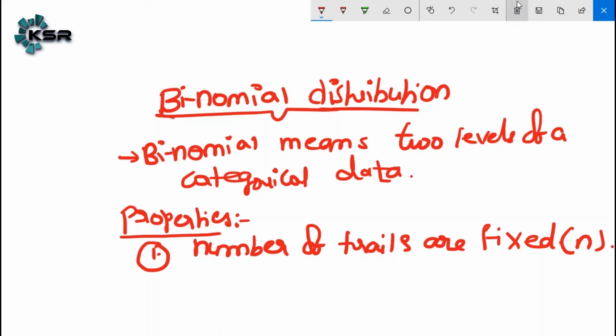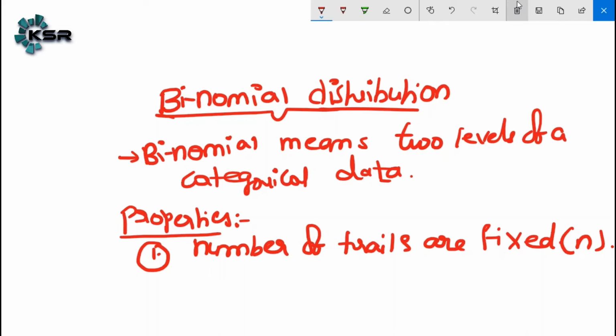That means how many events should I do? That should be fixed initially, before we run the events. That is the meaning of "number of trials are fixed." Let me repeat again: number of trials are fixed. What do you mean by it? The number of events are fixed. Before we perform the events, we have to assume that I am going to run this number of events. That is the reason we set it as fixed.